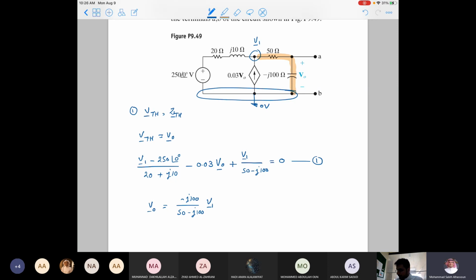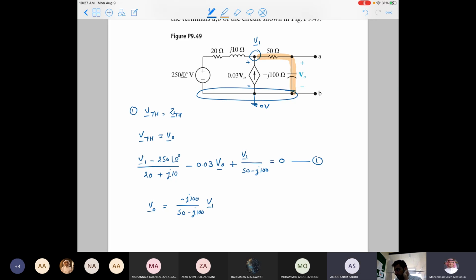Is it clear, Shabab, at this stage? I did not get it, Doctor. Okay. So what happens here is that, so what is V naught in relation to V1? Where is V1? V1 is from here to here, to the ground, so this is V1. Do you agree with me? Yes, Doctor, we're with you, yes.